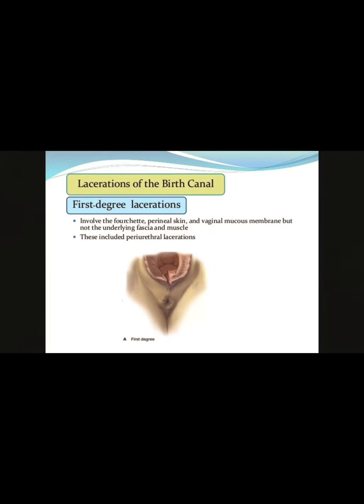Birth canal lacerations. The first degree laceration involved the fourchette, perineal skin, vaginal mucous membrane, but not the underlying fascia and muscles. These included periurethral lacerations. As you can see in the picture, the lacerations are very shallow. You may not repair if it is not bleeding.